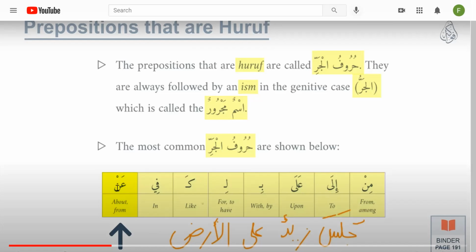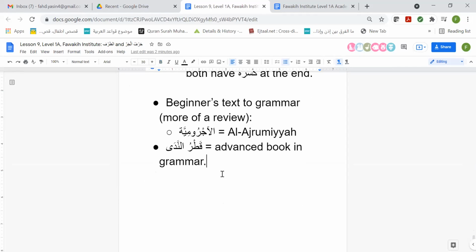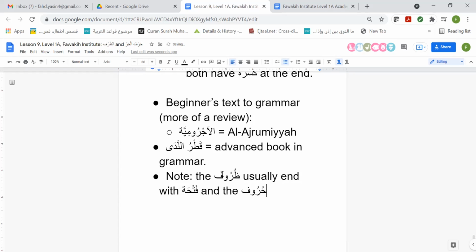Okay, so I'll go ahead and put it right here as well. So note the dhuruf usually end with al-fath, or just say fatha, and the huruf have various endings. Okay, that's another good way to recognize it.